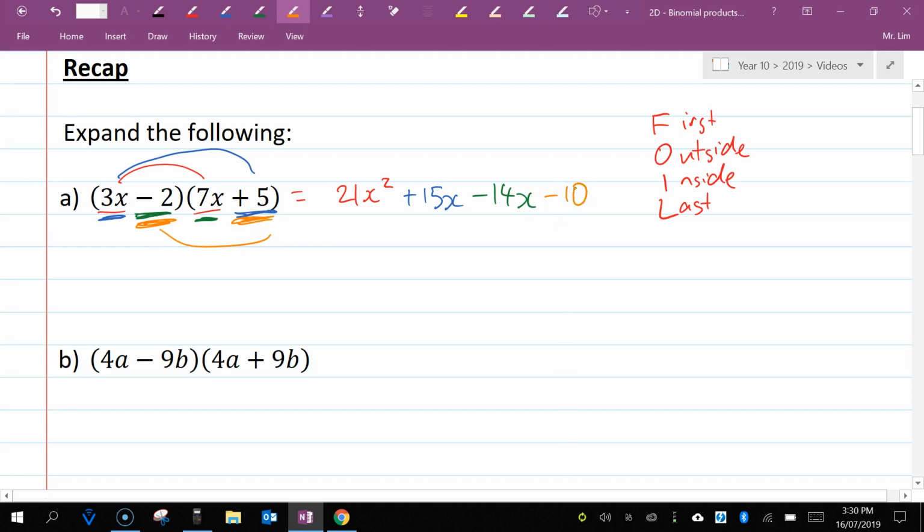We can see here that we have like terms, so we can simplify this. 21x squared plus x minus 10. That's our final answer.